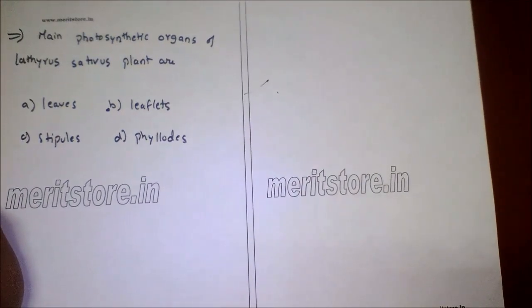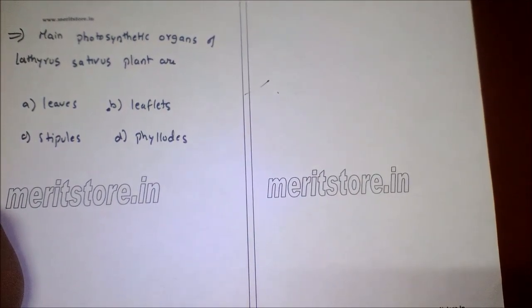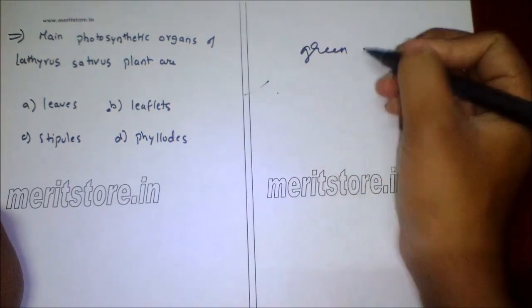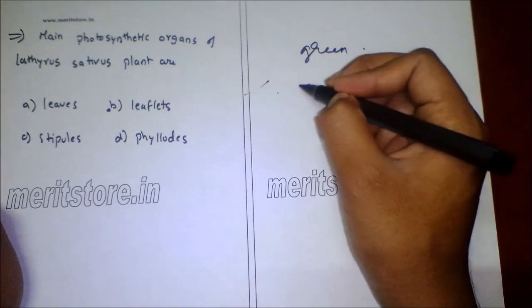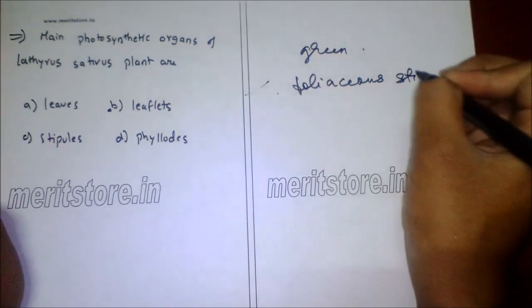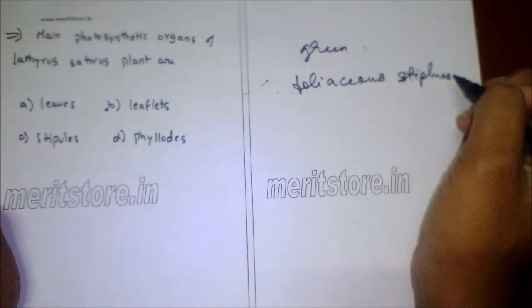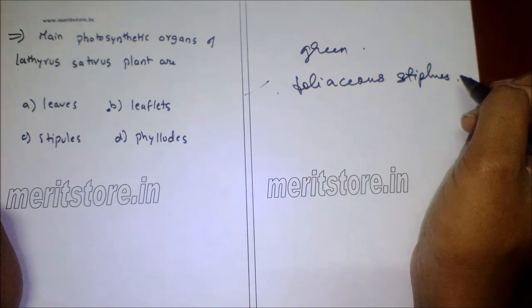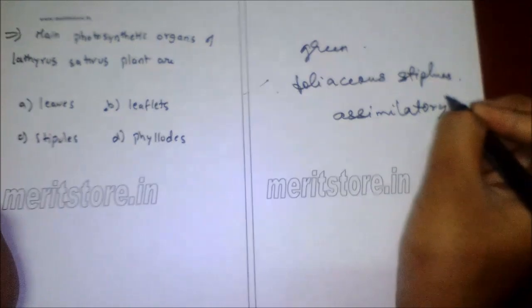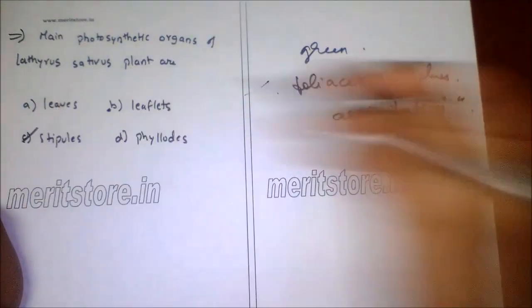Main photosynthetic organ of Lathyrus sativus plant are: Stipules are small lateral appendages present on either side of the leaf base. In Lathyrus sativus, green expanded leaf-like stipules are called foliaceous stipules. They carry out photosynthesis, hence called assimilatory stipules. So option C is the correct answer.